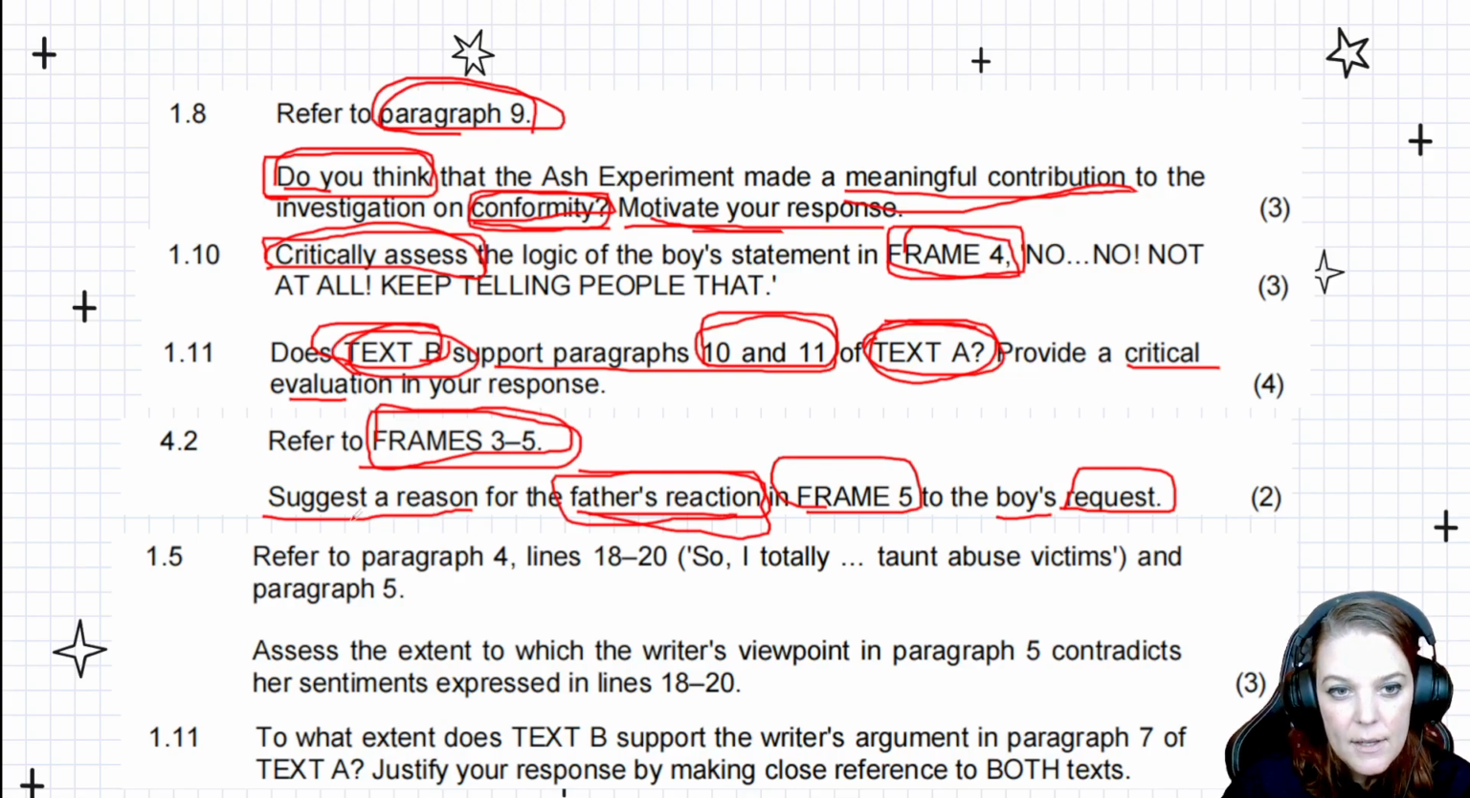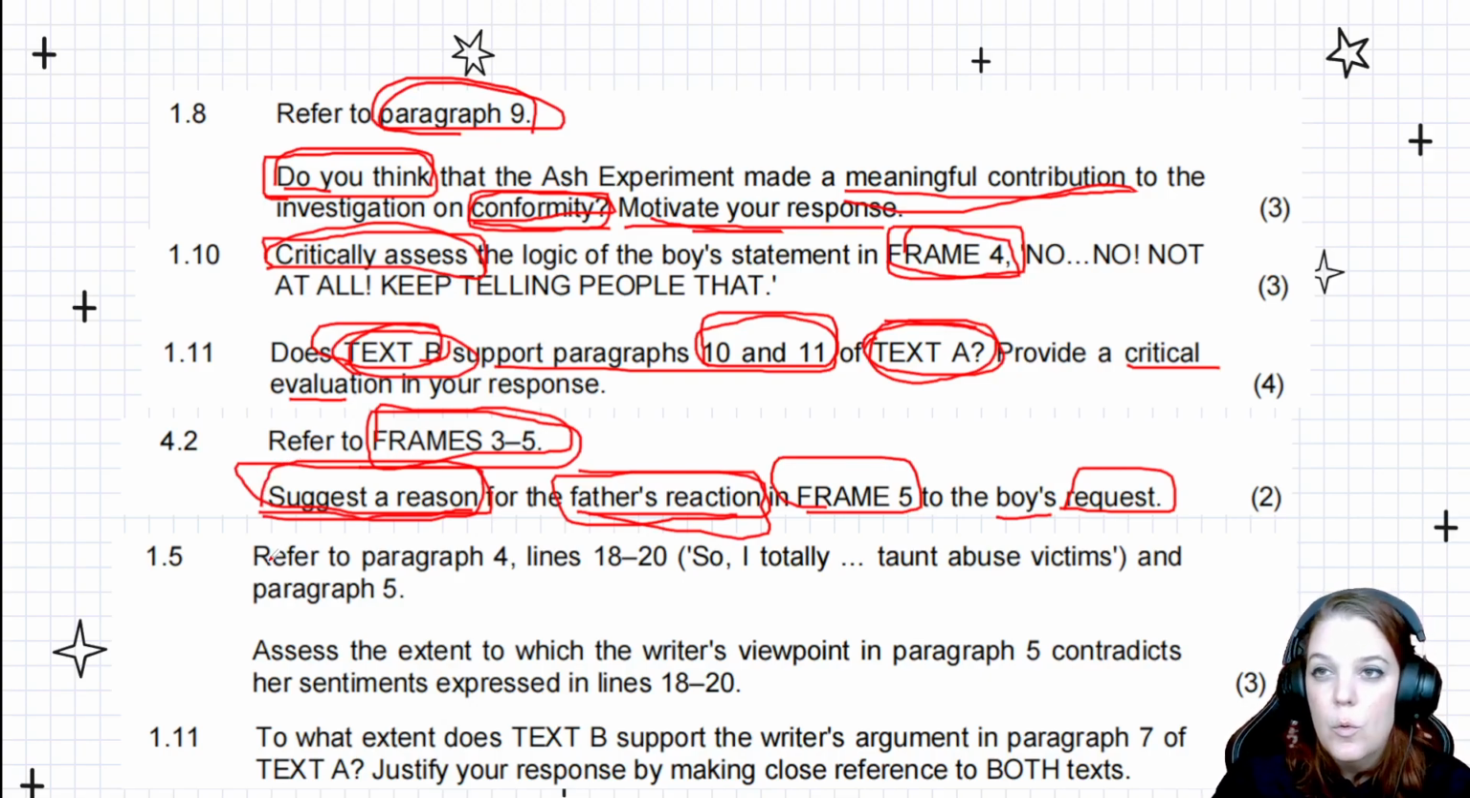So what does that look like? But why do we think this is? So suggest a reason. We could infer maybe the father was very angry or very livid. Maybe he was shocked or surprised. Why do we think he was shocked or surprised? We would have to look at his facial expression, or his body language, or what he is saying.